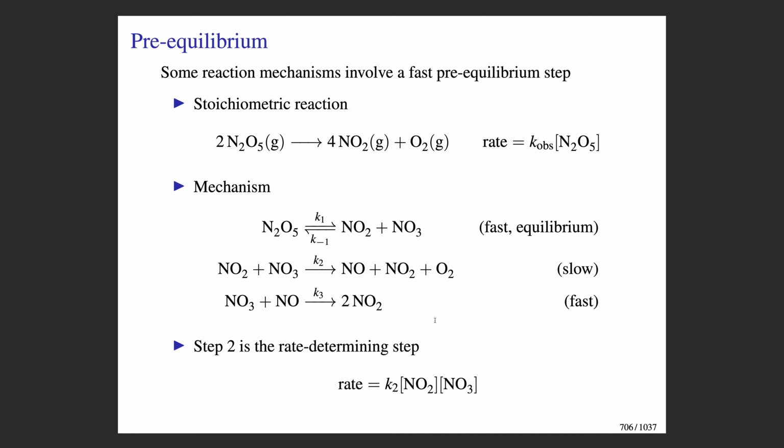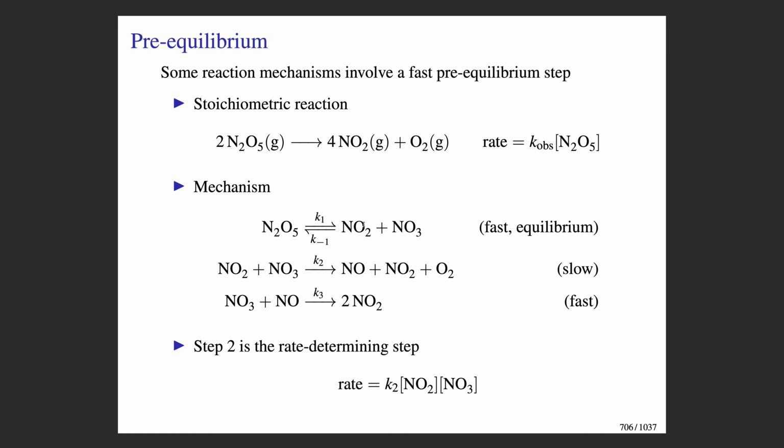Let's look at another case. This one involves a mechanism that has a pre-equilibrium step, which is kind of interesting. So here's our stoichiometric reaction. It's the decomposition of dinitrogen pentoxide into NO2 and O2 products. It has this mechanism. So you have a reversible first step. The dinitrogen pentoxide can fall apart into NO2 and NO3. NO2 and NO3 can recombine to form the dinitrogen pentoxide. And this is a fast process.